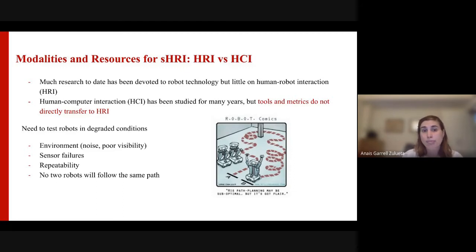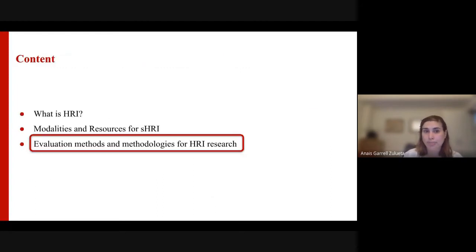And if you have two different robots with the same algorithm, they won't follow the same path. They won't solve the task in the same way. And this is not happening in human-computer interaction. So be careful with that. So let us start now with the main core of my talk.